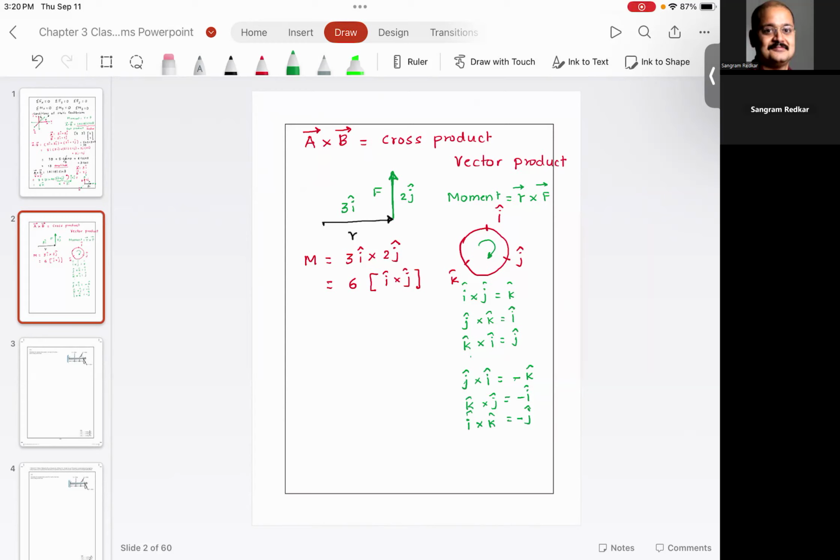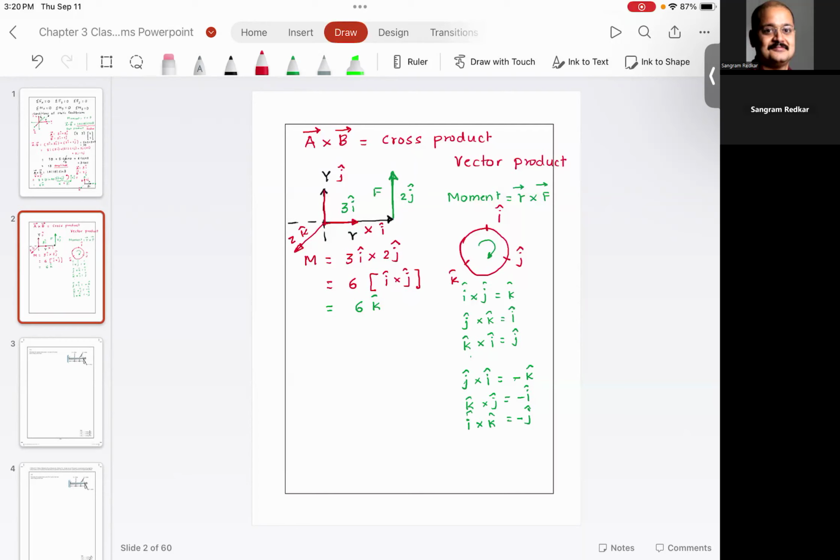Now looking at the equation that I have written over here, what is I cross J? I cross J is K. You agree with me? Now, just for the sake of discussion, I'm going to add a coordinate system. This is my y, this is my x. Y has J, x has I, and then I have this triad, which is z, and this is K.